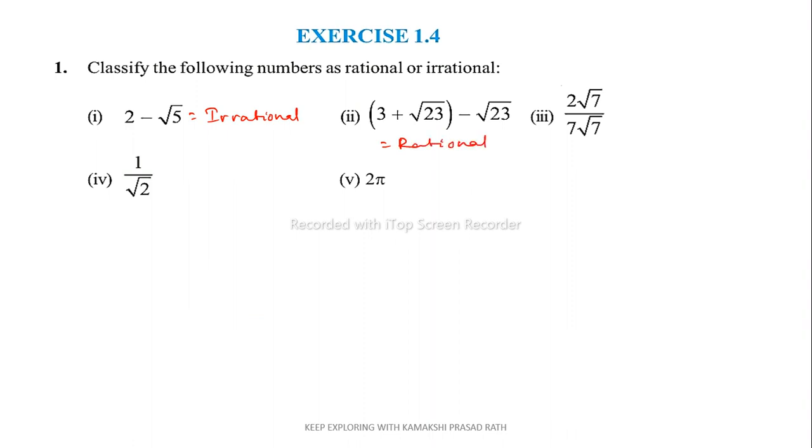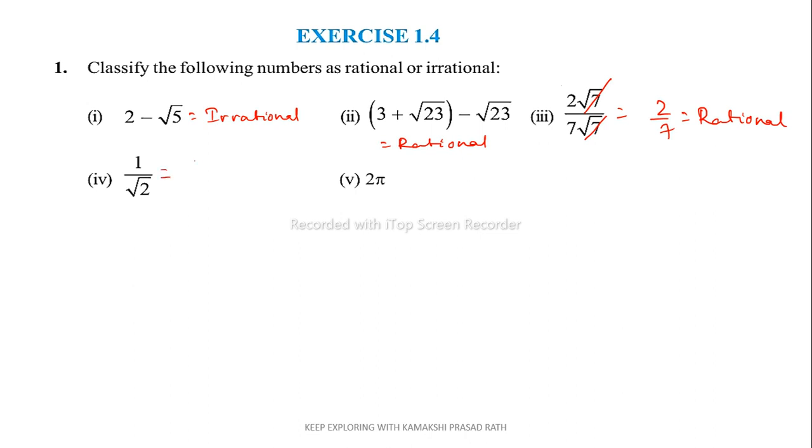The third bit, 2 root 7 by 7 root 7. Here we can easily cancel root 7 and root 7 gets cancelled out. The final answer is 2 by 7 and 2 by 7 is a rational number because it is in the form of p by q. Next, 1 by root 2. We need to rationalize the denominator.